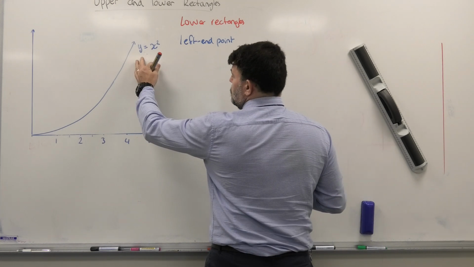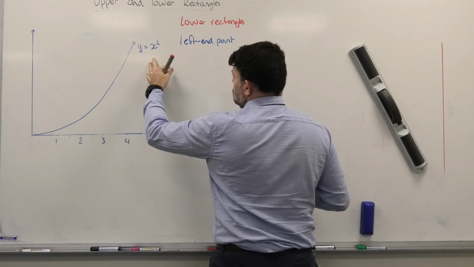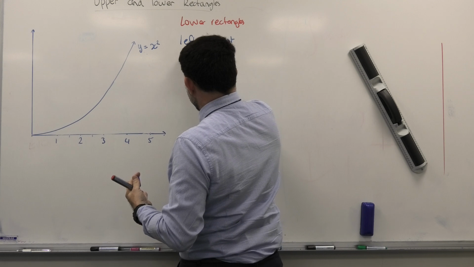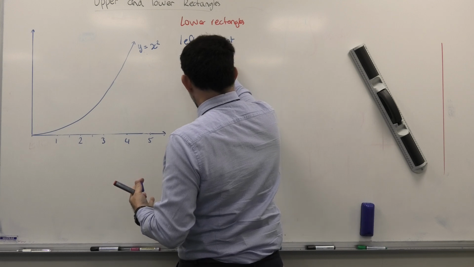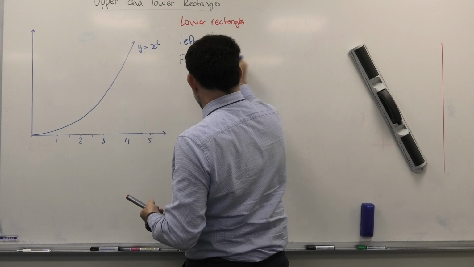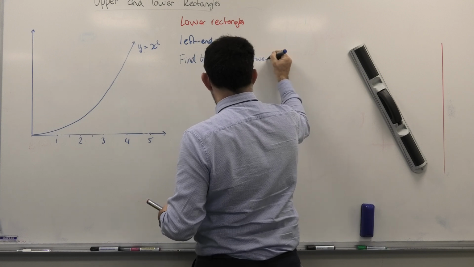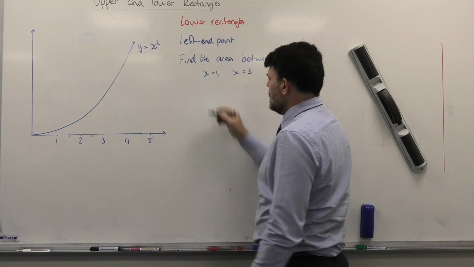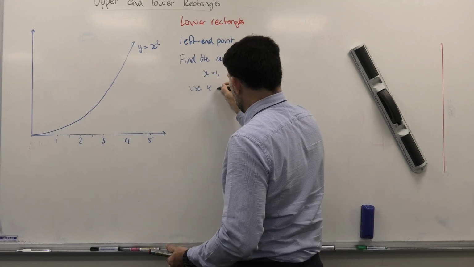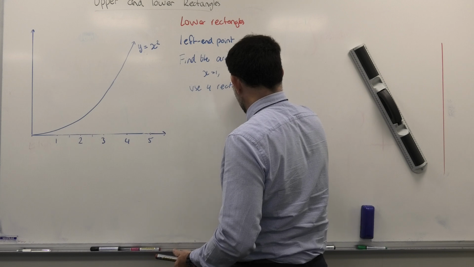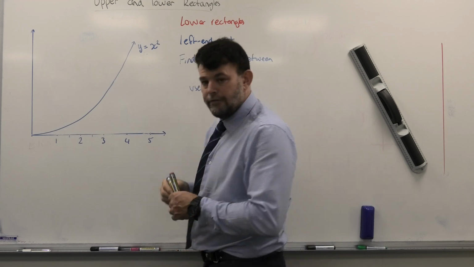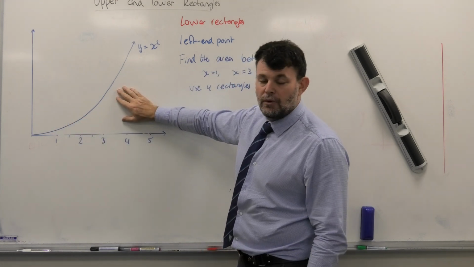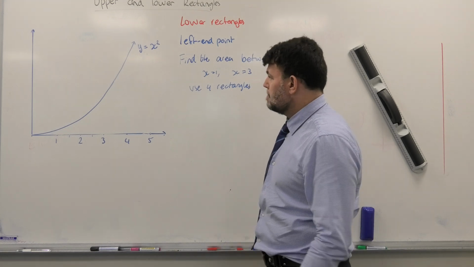So we know we've got the equation of y equals x cubed. Let's put some information in here. We want to find the area between x is equal to 1 and x is equal to 3. And we want to use 4 rectangles. So we're going to draw 4 rectangles under here to help us work out or estimate what the area of this is going to be. So let's get to some maths.